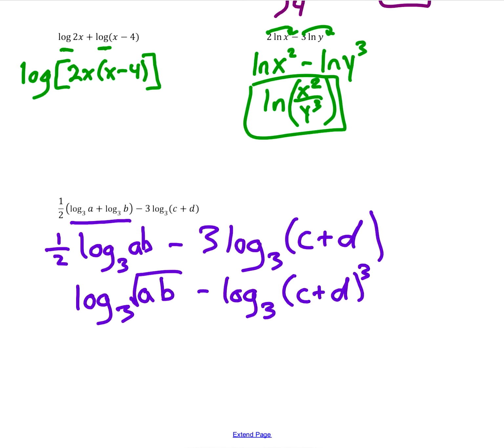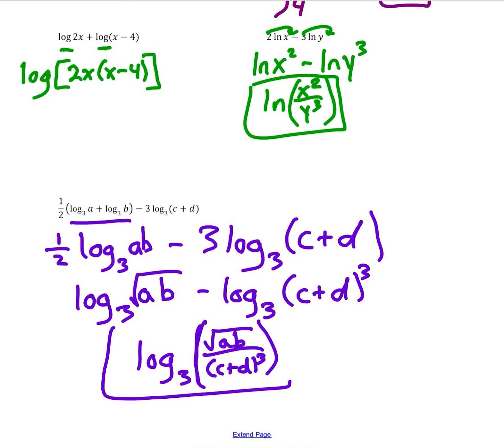I have two logarithms with the same base. They're being subtracted. So I can now divide their arguments. So it'll be log base 3 of radical ab over c plus d to the third. And you can put the argument in parentheses if you want to. That is the completely condensed logarithm.